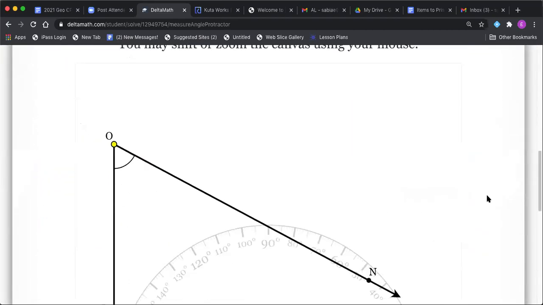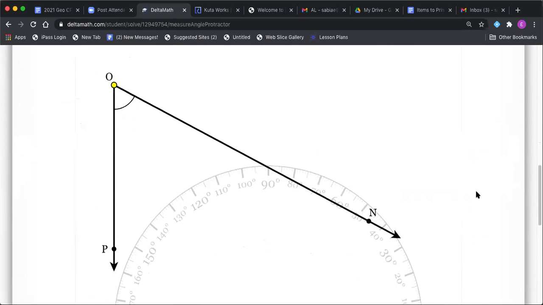Let's do another one that's maybe not so easy. Okay, good. So here's another one. First of all, I might ask myself, hey, is this going to be acute or obtuse? I like to start there. It's definitely smaller than 90, so it's going to be some sort of an acute angle. So let me show you how to do this.